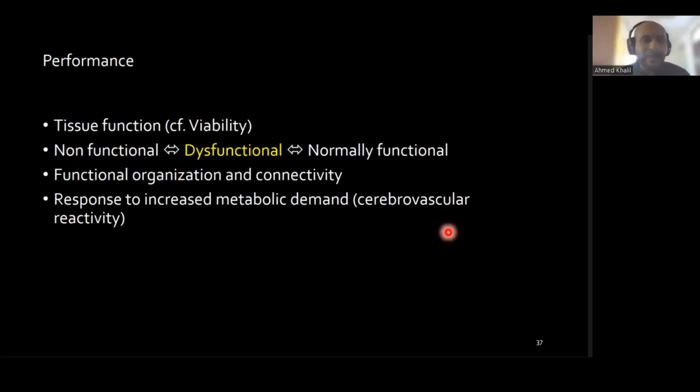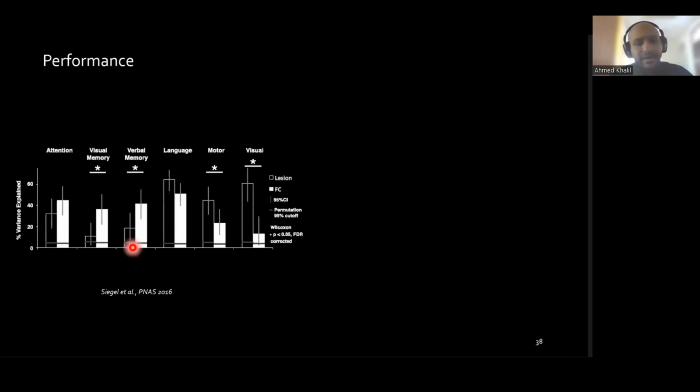Most of the time when I speak about performance, I'm talking about functional organization and connectivity of the brain or within the brain. But there are also things like responses to increased metabolic load, so things like cerebrovascular reactivity, that would also fall into this bucket of performance. And we've known for a while now that the state of the brain's functional organization after acute stroke really tells us some really interesting things that perhaps could be at some point clinically relevant.